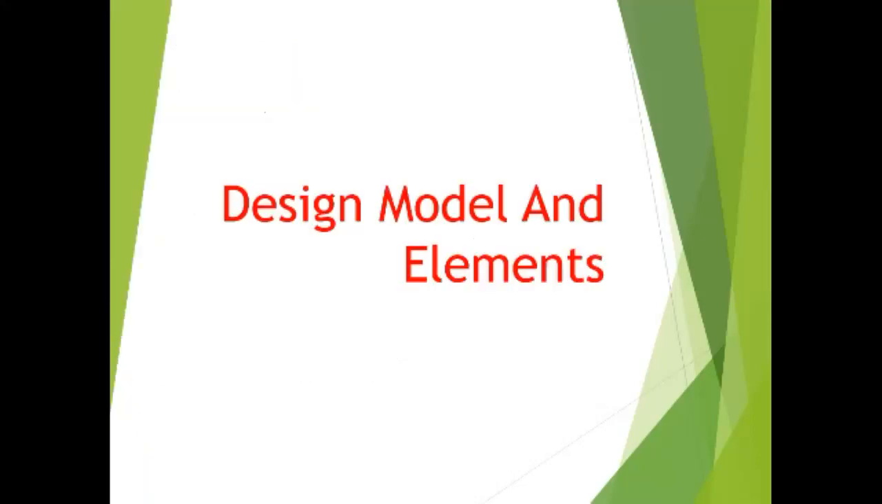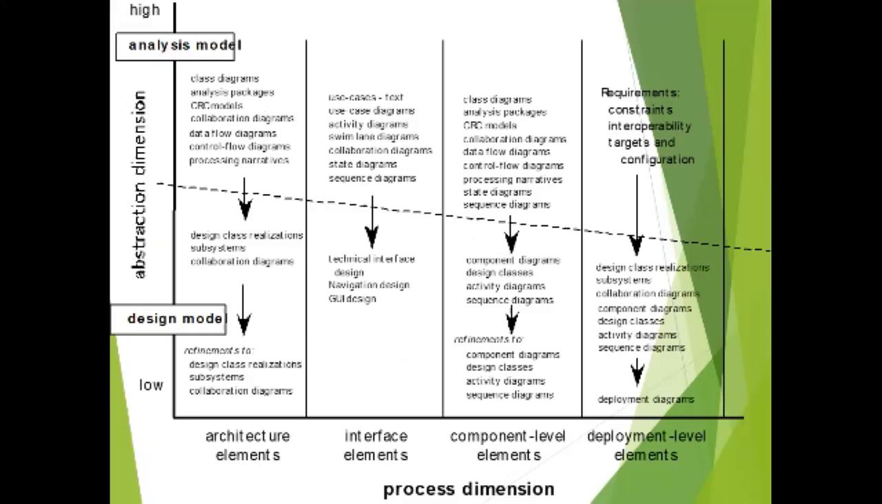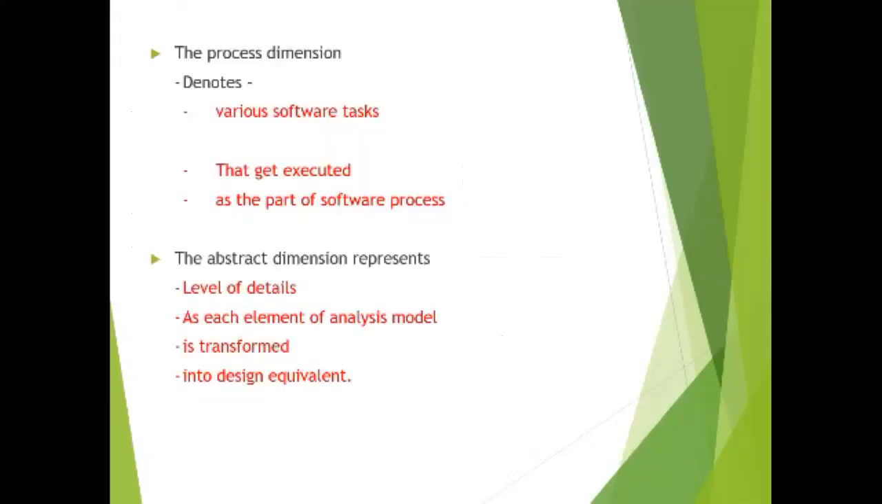Here are the design model and elements. The process dimensions, analysis model, design model. This diagram gives the clear understanding about requirements, constraints, interoperability, targets, and configurations. The process dimensions denotes various software tasks that get executed as the part of the software process.